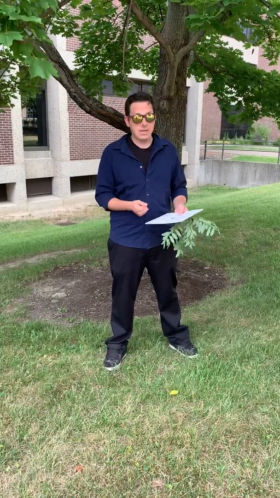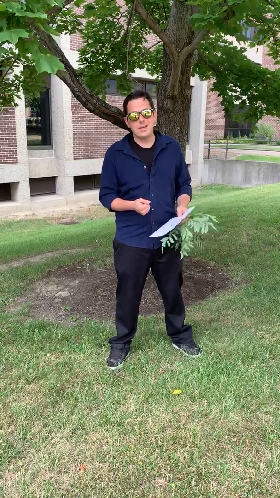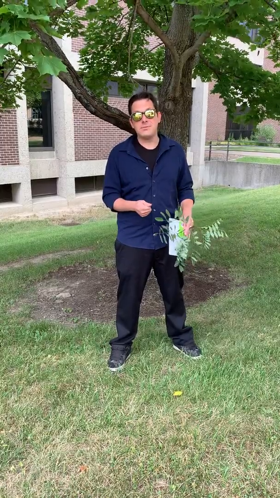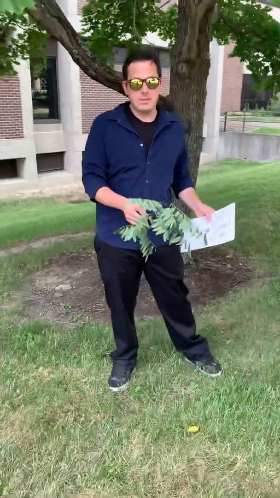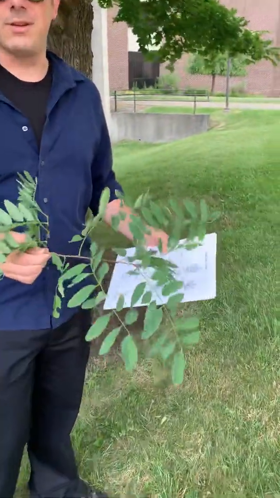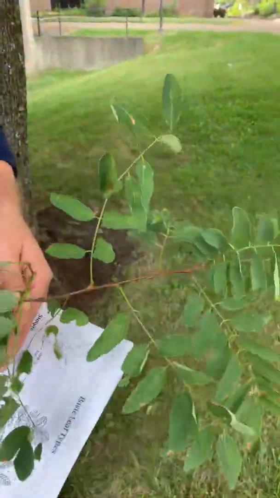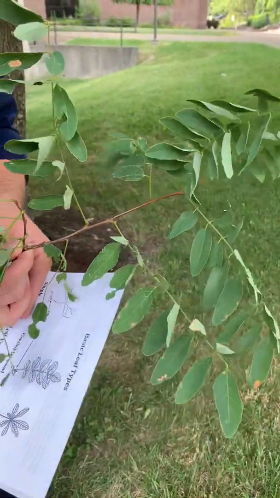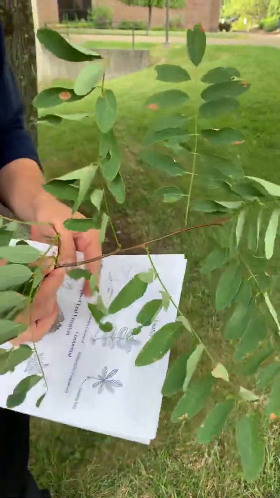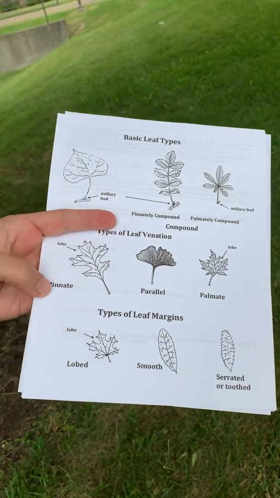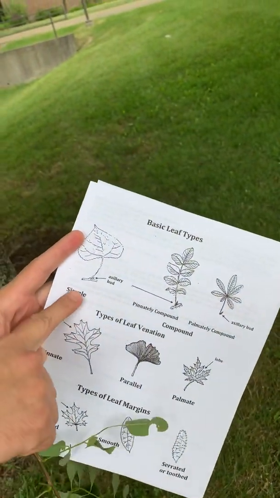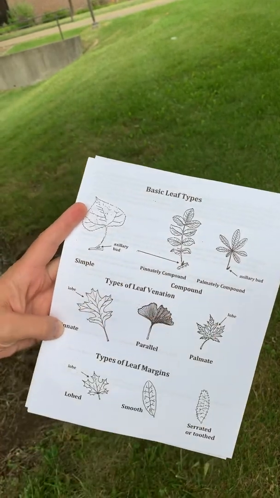So the first thing that we have to figure out is the difference between a compound leaf and a simple leaf. And here with me is a compound leaf. So my camera person can come on by and take a look. So this is a compound leaf. The way that you can know what a compound leaf is actually found in your lab manual. So this is page 3 of the lab and has different types of leaves. And we're gonna be looking at the simple leaves and then the compound leaves.